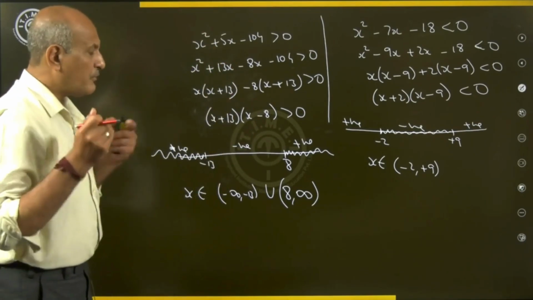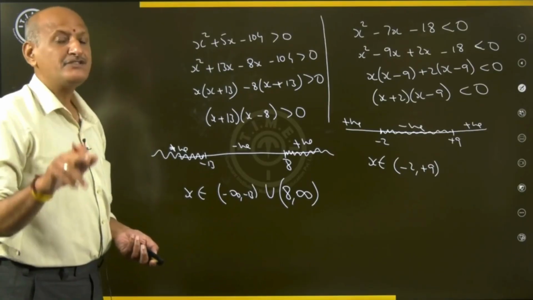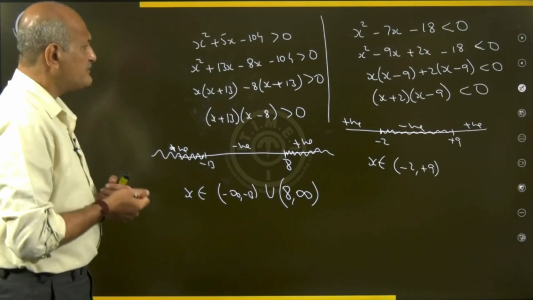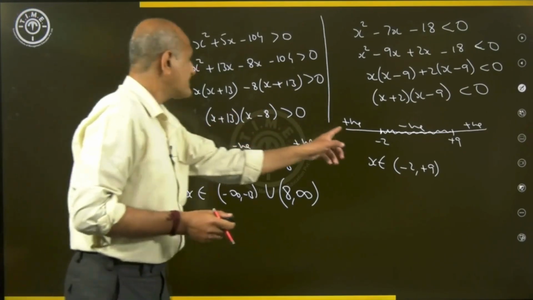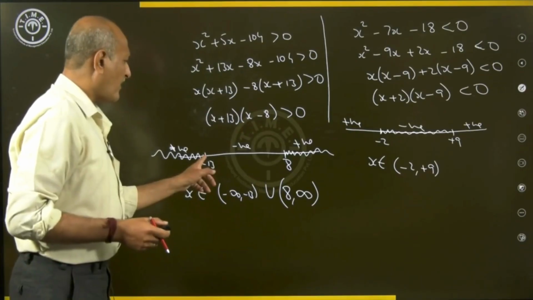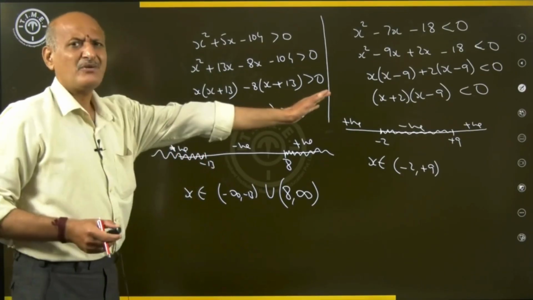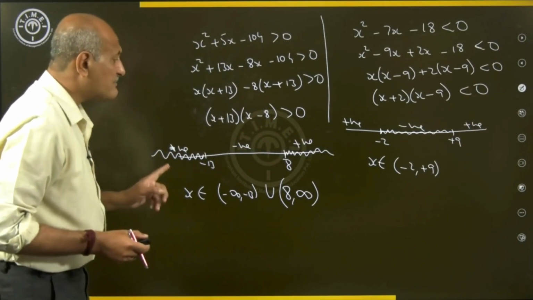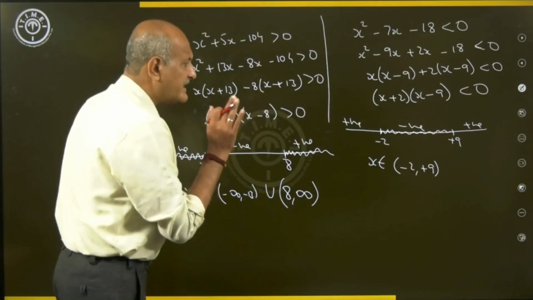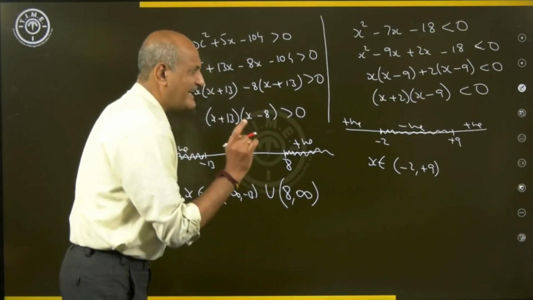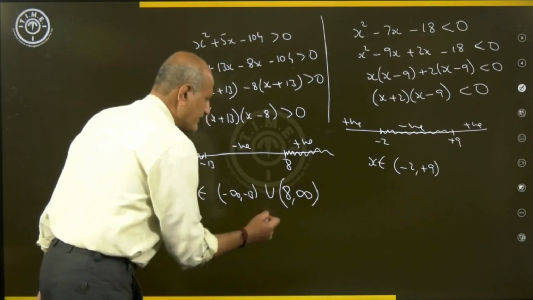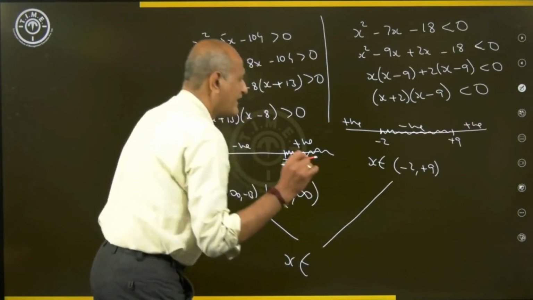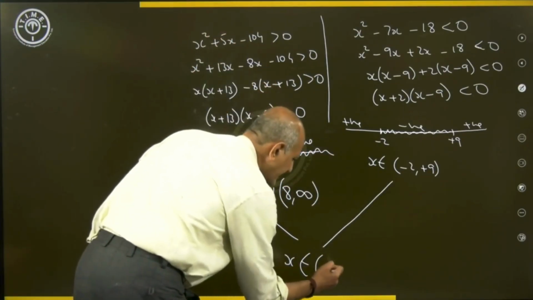Now what exactly do we want? We want the range of x which satisfies both these conditions. Observe, we want numbers greater than minus 2. All numbers which are less than minus 13 don't intersect with this, so that doesn't satisfy. So what numbers can we take? Please observe, only the numbers between 8 and 9 satisfy both conditions. So x belongs to 8 to 9.